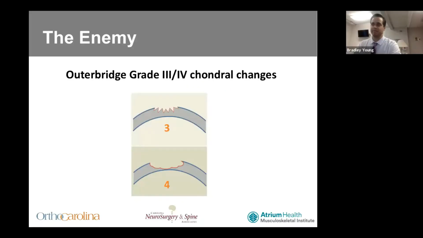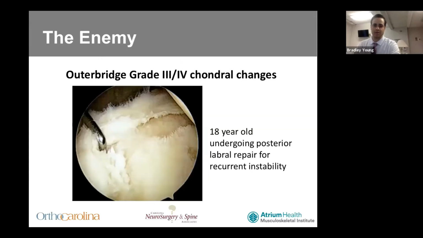So what does this enemy look like? Typically, when we and the literature are discussing glenohumeral arthritis, we're referring to grade 3 and grade 4 chondral pathology, which is chondral loss. These arthritic changes present on a wide clinical spectrum, as exemplified by this photo out of our institution of incidental grade 4 glenoid damage that was found during a posterior labral repair in an 18-year-old.